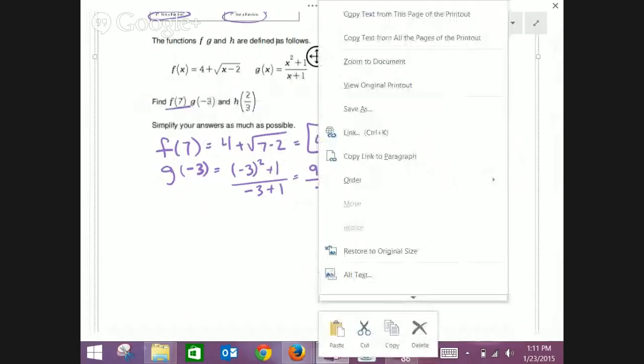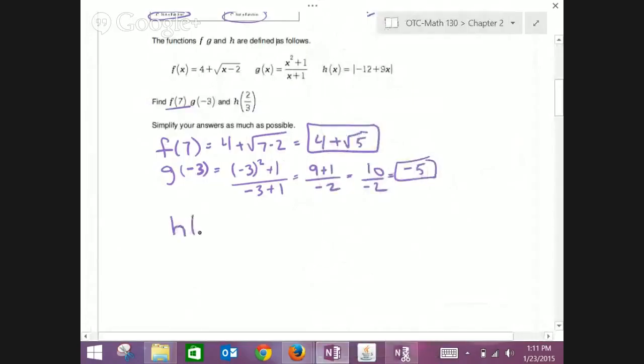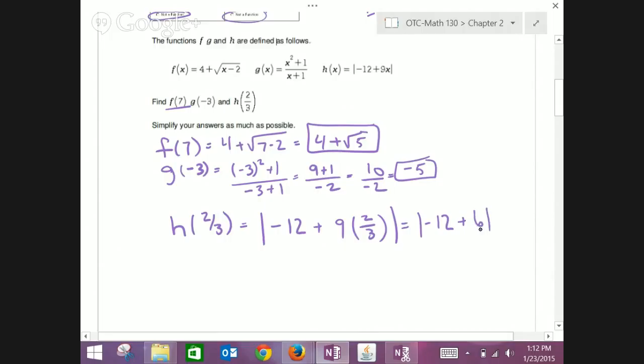And then h of 2/3. So I'm looking at the h function, plugging in 2/3, which is the absolute value of minus 12 plus 9 times 2/3. So I have the absolute value of minus 12 plus 6. There are a few ways you can do it. You can say the 3 is going to cancel out, and 3 times 2 is 6. You can plug in your calculator, 9 times 2 divided by 3, and get 6.